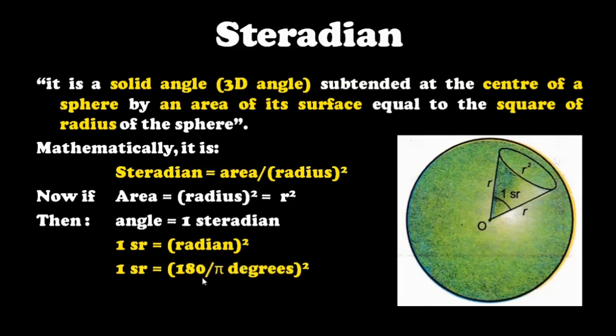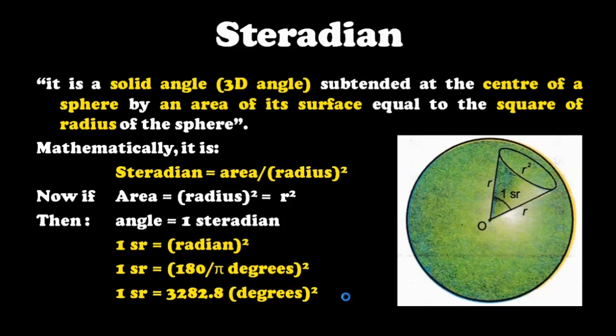So what is 1 radian? 1 radian is 180 divided by pi degrees, squared, which is 3282.8 degrees squared. That is the value of 1 steradian.